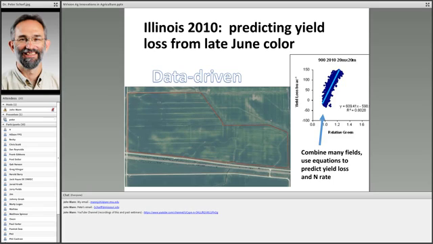And so we combine across many fields to get a robust equation that works over all the fields, and then we use that to predict in future fields what the yield loss is going to be or the nitrogen rate. And we had a lot of separate experiments with nitrogen rate treatments and imagery, and we can predict the nitrogen rate that's going to make the most money from the color of the corn at this time.